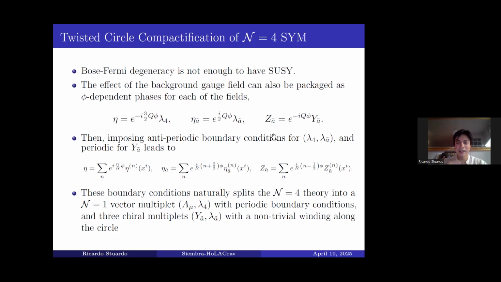Based on the previous ones, they have a new set of boundary conditions: this fermion eta has periodic boundary conditions, but the other fermions and the scalars have this weird boundary condition where you need to go around the circle 3 times to go back to yourself. Very interestingly, this set of boundary conditions splits the N equal 4 multiplet naturally into an N equal 1 vector and 3 N equal 1 chirals. You can always do this decomposition even without these weird boundary conditions, but it shows that this deformation preserves N equal 1 supersymmetry of the total N equal 4 that you start with.